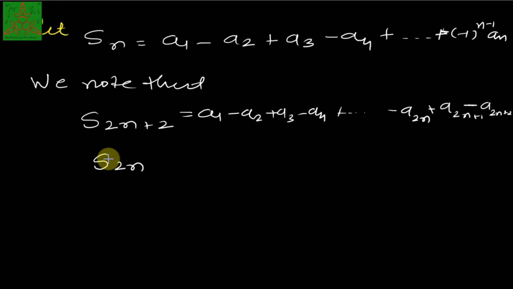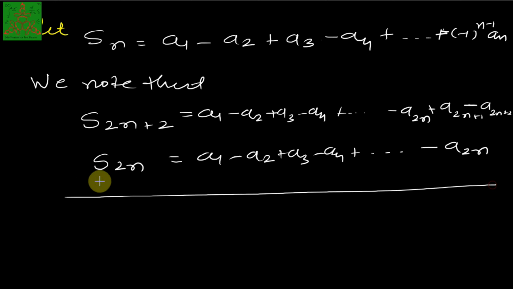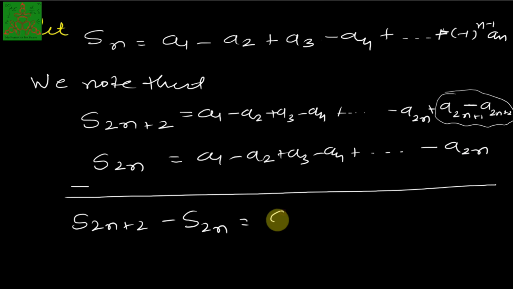Let me observe what S 2n is. By a similar argument, it is a1 minus a2 plus a3 minus a4 and so on, minus a 2n. Now if I subtract these two equalities, S 2n plus 2 minus S 2n, the terms a1, a2, a3 up to a 2n will cancel out and only these terms are left: a 2n plus 1 minus a 2n plus 2.